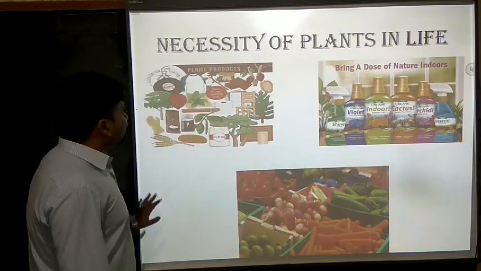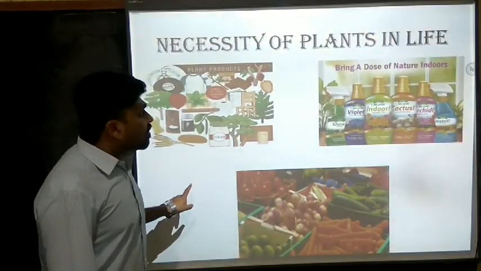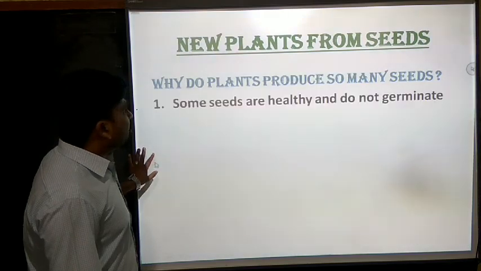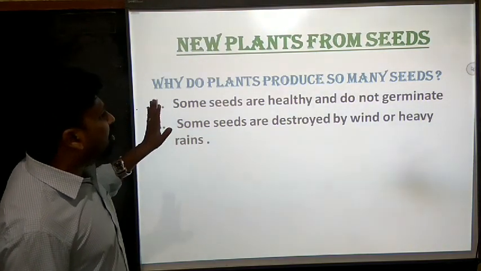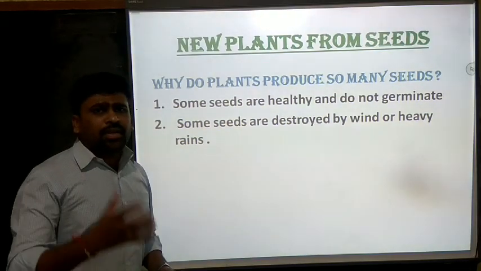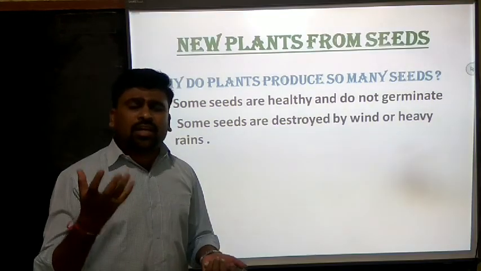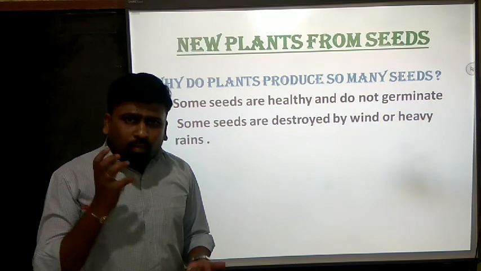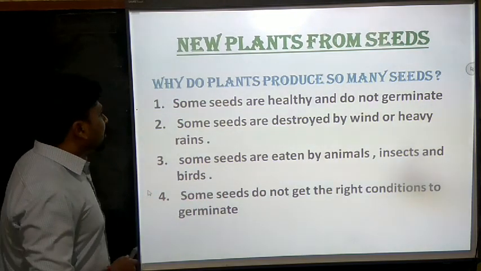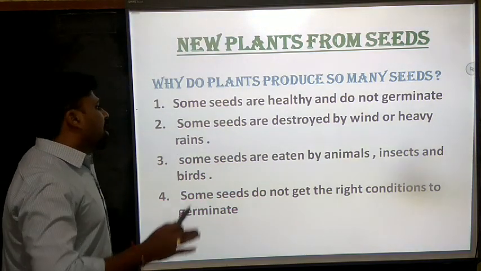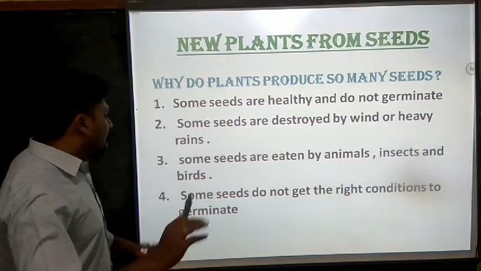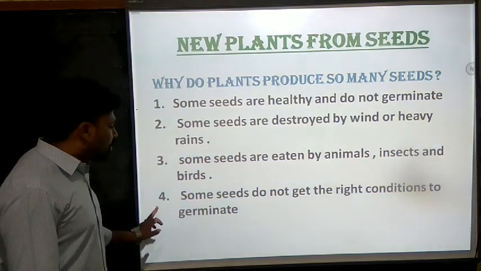Dispersal of seeds. These are what we discussed in the previous class, and why plants are very essential to human beings. Why do plants produce so many seeds? We can take any one fruit. It contains many seeds. Why does that kind of fruit contain many seeds? There are 4 important reasons. Some seeds are not healthy and do not germinate, some seeds are destroyed by wind and heavy rain, some seeds are eaten by animals, insects and birds, and some seeds do not get the right conditions to germinate.